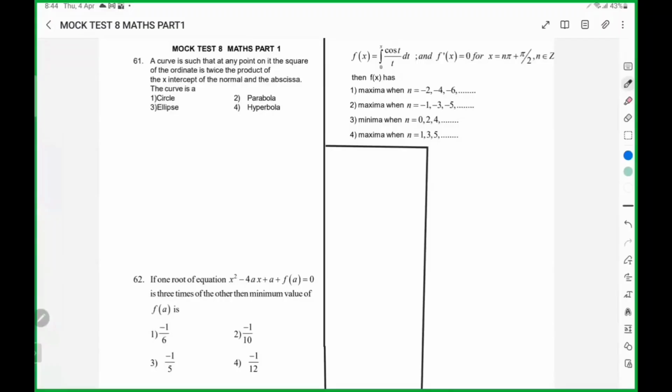In this problem, a curve is such that at any point on it, let us take a curve like this, at any point on it a normal is drawn. It is normal.